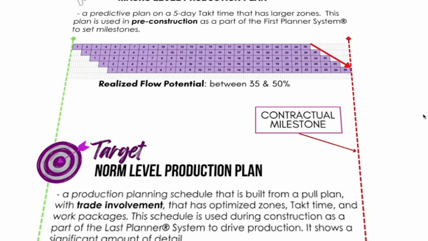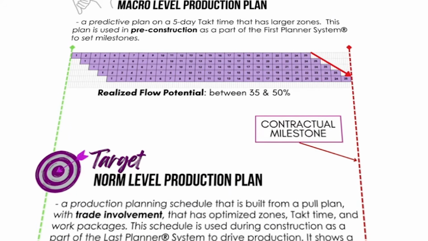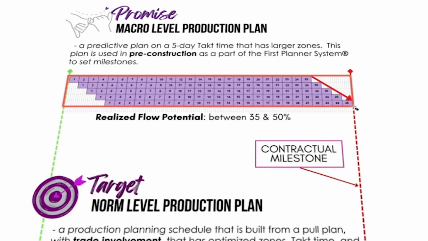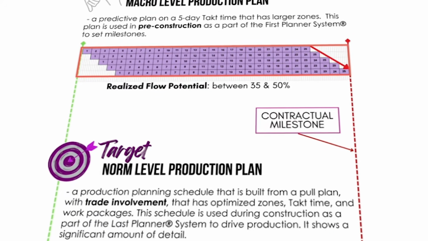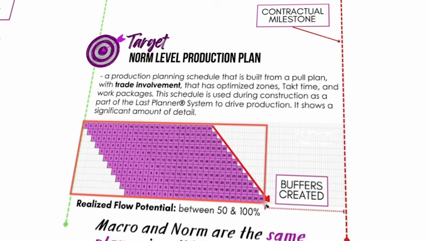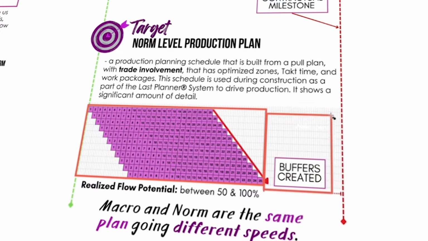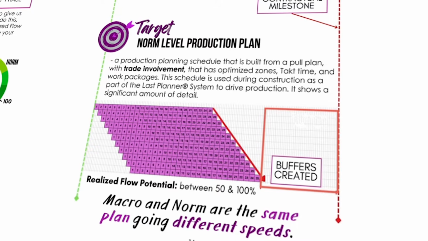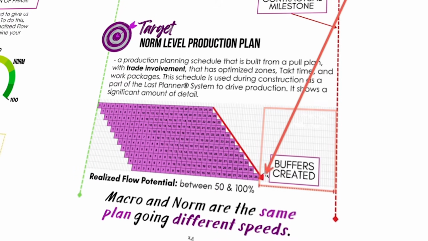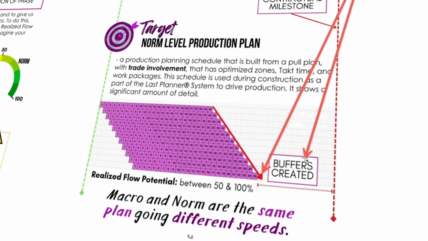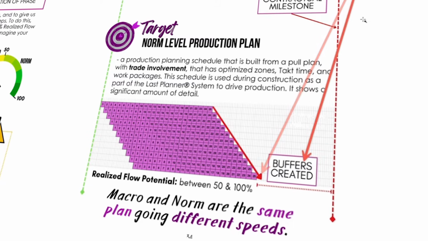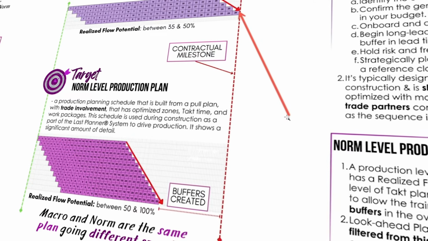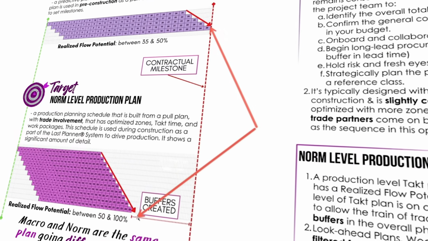So the deal here is, I've got to know that my macro level takt plan is responsible and has the right end date, so that later when I create my norm level takt plan, I can go faster and create buffers in the sequence. If you don't do that, you're going to be in trouble, because then the owner's going to be focused here, won't give you buffers, and you'll enter into a crash landing. So in simplification, your promise and your target.